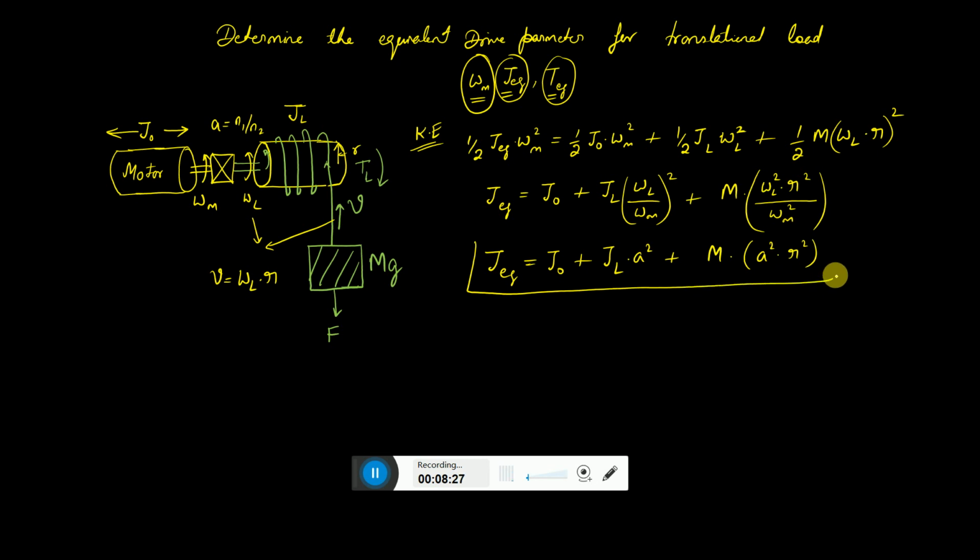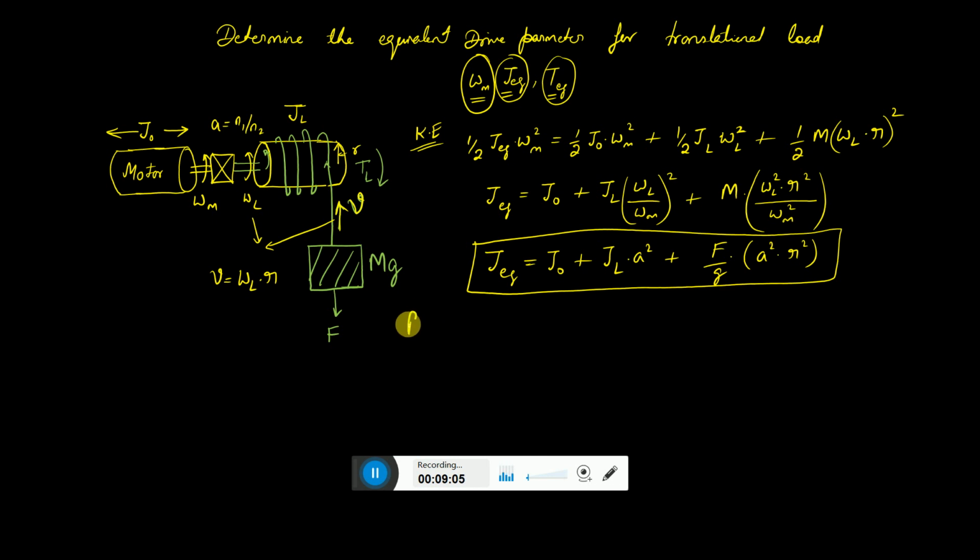That's how we can write the equivalent inertia in case of a translational load. That is, if linear motion is there, not rotational motion but a straight motion with a velocity v, then we have to use this formula. If the force is given and mass is not given, instead of mass we can also write force by gravity, G.